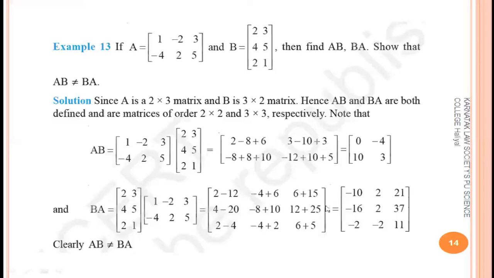Likewise, we need to multiply second row into first column, second row into second column, second row into third column. This is your second row, and third row into first column, third row into second column, third row into third column. In this way, we will get the required answer. Whether the AB and BA answers are the same here? No. That's why AB does not equal BA. Here one thing you should remember is matrix multiplication is not commutative. It does not hold good for the commutative law.